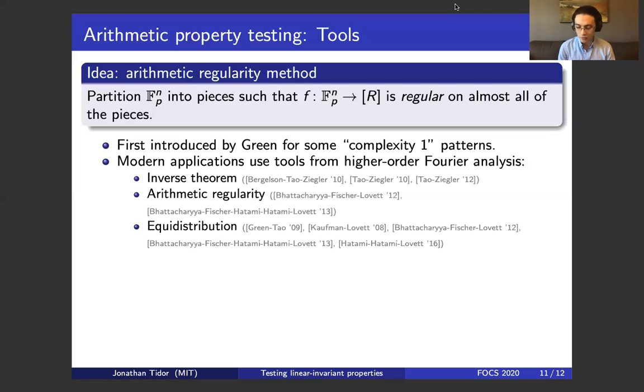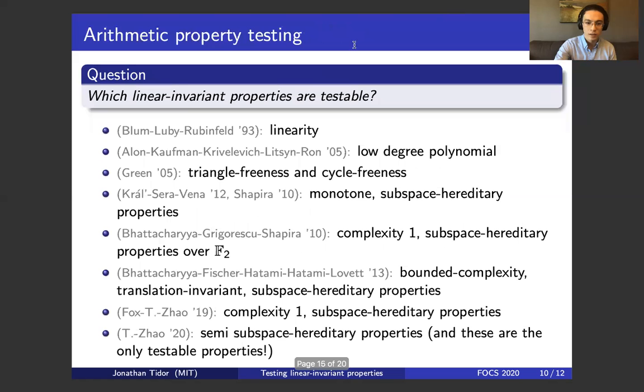So using all these tools together, basically the strongest result you can prove is this result of Bhattacharya, Fisher, Hatami, and Lovett from 2013, where they show all subspace hereditary properties are testable subject to two restrictions. First, there's this very technical restriction. The property has to be bounded complexity. But also, their techniques only work for translation invariant properties. And this is a much more serious restriction.